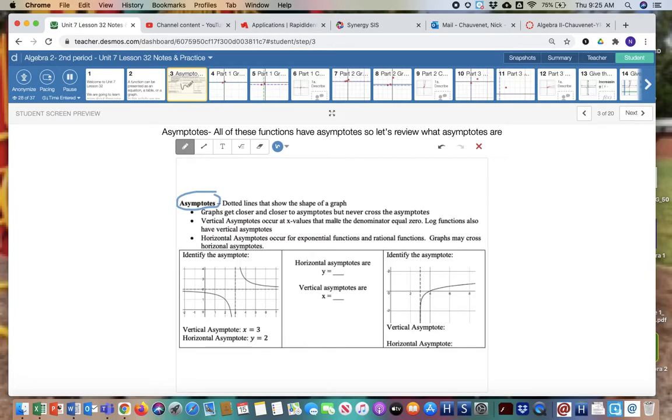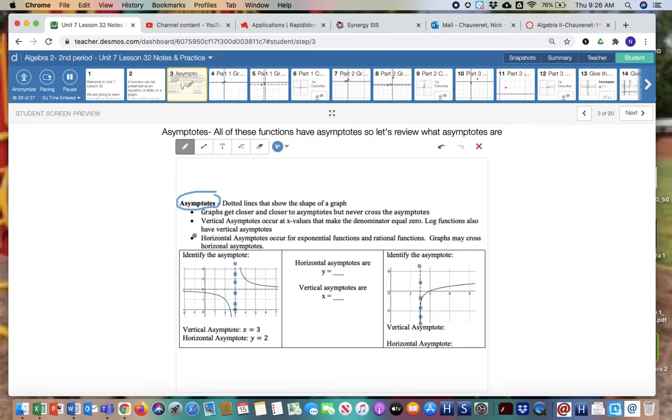So let's review what an asymptote is. There are these dotted lines that show the shape of the graph. The graphs get closer and closer to the asymptote, but they never cross the asymptotes. Vertical asymptotes occur at x values that make the denominator equal to 0, where the function is no longer going to give us an actual answer. It would be an undefined solution. Log functions have vertical asymptotes.